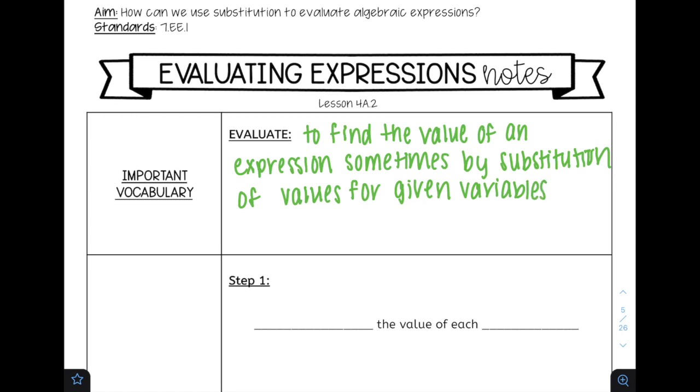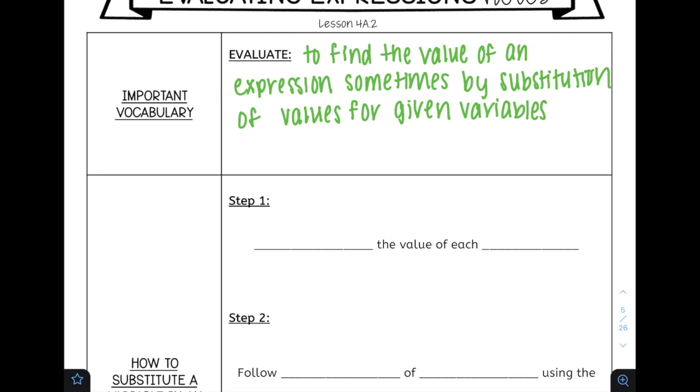In order to evaluate using substitution, you want to make sure you're replacing the value for each variable. So, step 1: you want to replace or substitute the value for each variable that's provided.